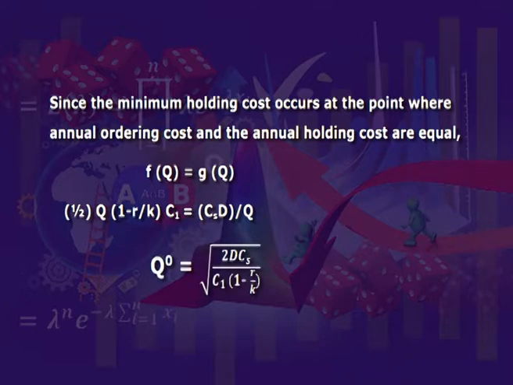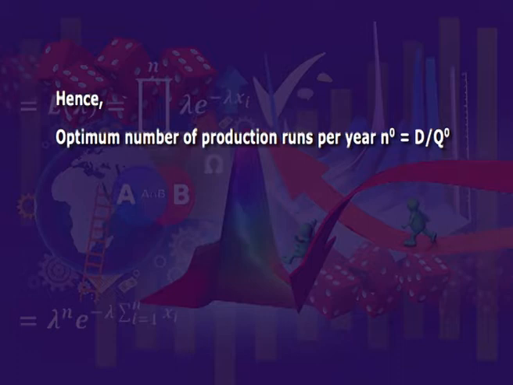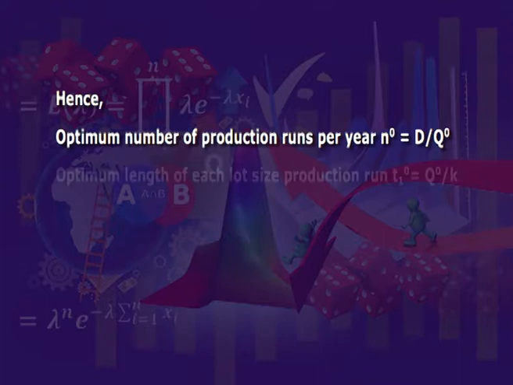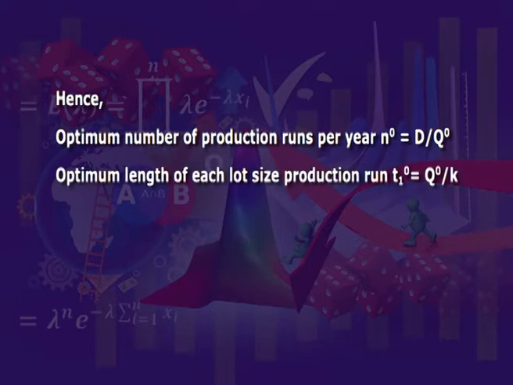Simplifying the equation, we get the answer for Q. We denote by Q0 equal to under root of 2 into D into CS divided by C1 into (1 minus R upon K), and hence the optimum number of production runs per year N0 equals D divided by Q0. Optimum length of each lot size production run T10 equals Q0 divided by K.